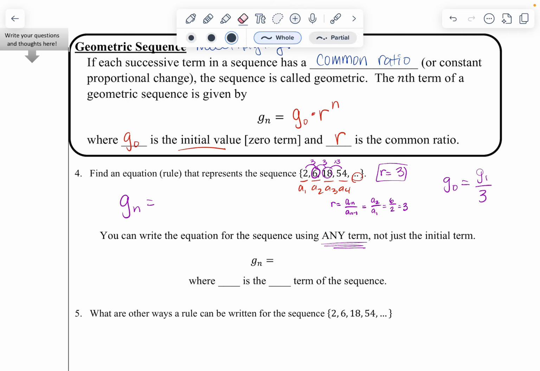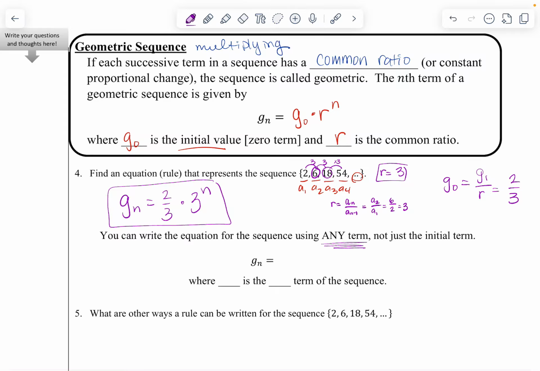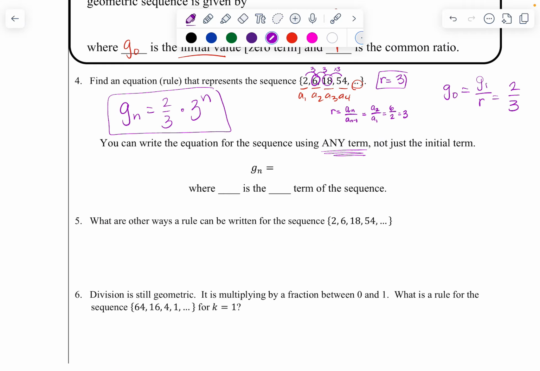Actually, I should probably write this down. To find g naught, we're going to take the first term and divide it by r. So in this case, it's 2 divided by 3, because that would be the pattern to work backwards. So our g naught is 2/3 times r, which we know is 3, to the nth power.